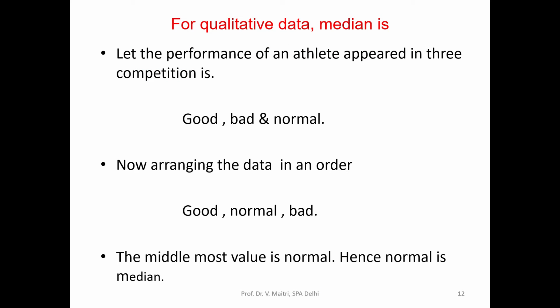Now for qualitative data, the median can also be computed. Let the performance of an athlete in 3 competitions be good, bad and normal. First of all, arrange the data in order: good, normal and bad. Which one is the middlemost value? The middlemost value is normal. So we can say for this qualitative data the median is normal.